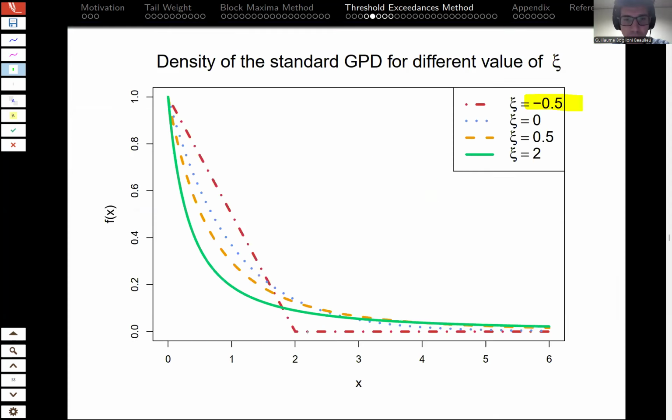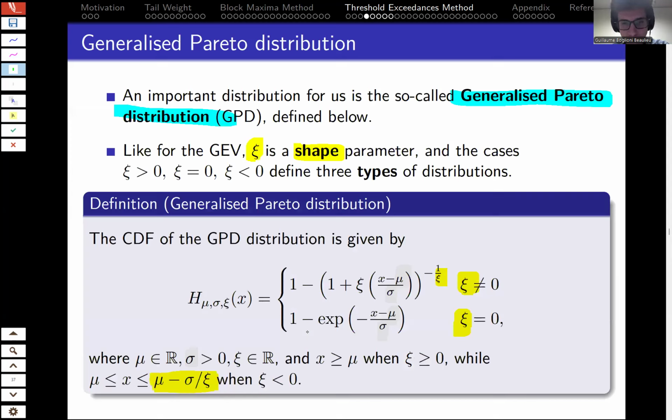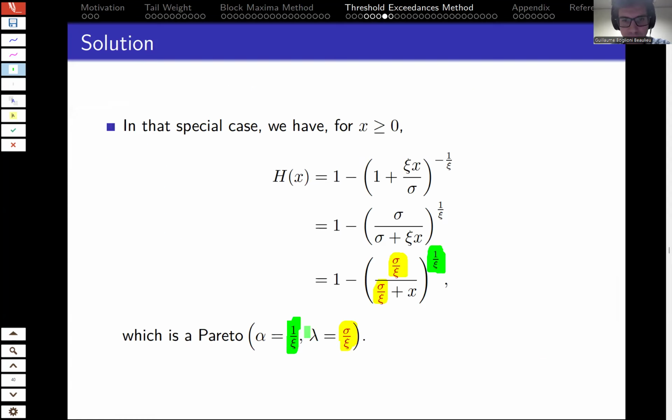So this so-called generalized Pareto distribution, if mu is 0 and if Xi is positive, is the good old Pareto that we already know and love. Well, I don't know about love, but we know it.